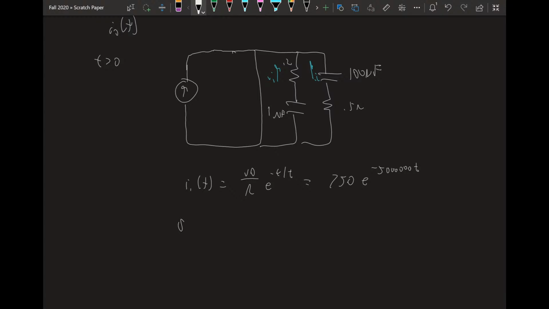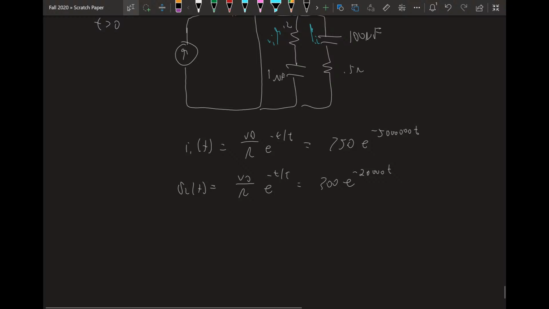And for I2 of t, we're going to repeat the same process of V naught over R e to the negative t over tau. This is going to equal 300 e to the negative 20,000 t. And then when we use Kirchhoff's current law, we find that I naught as a function of t equals 5 amps from the current source plus 750 e to the negative 5,000,000 t, and then plus 300 e to the negative 20,000 t amps. And then that's our answer.